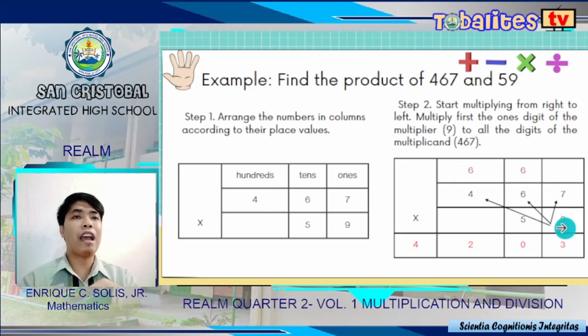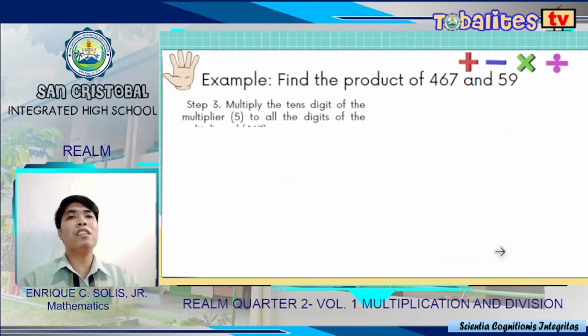Next is 9 times 4. 9 times 4 is 36, plus 6, we have 42. So we are going to write 42 directly since we don't have any digits to regroup at. Okay, next. After multiplying the ones digit, you will get the first partial product.